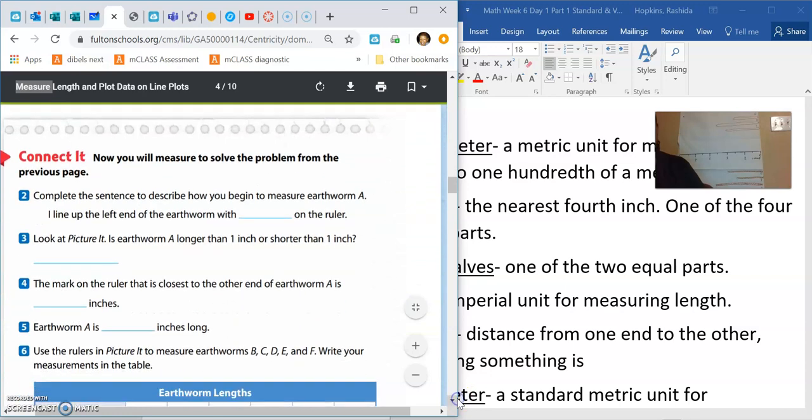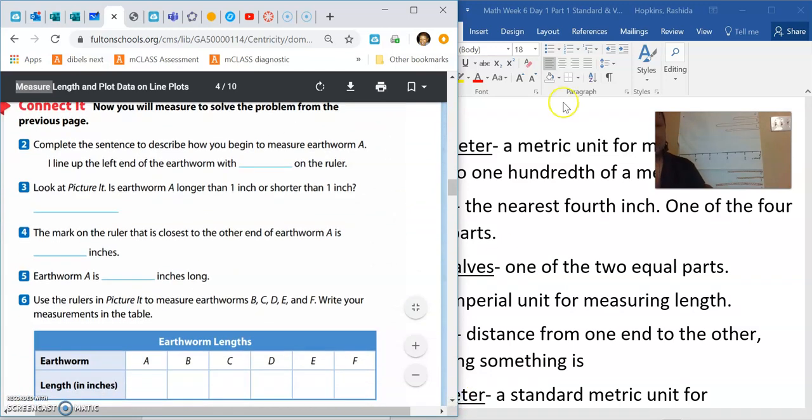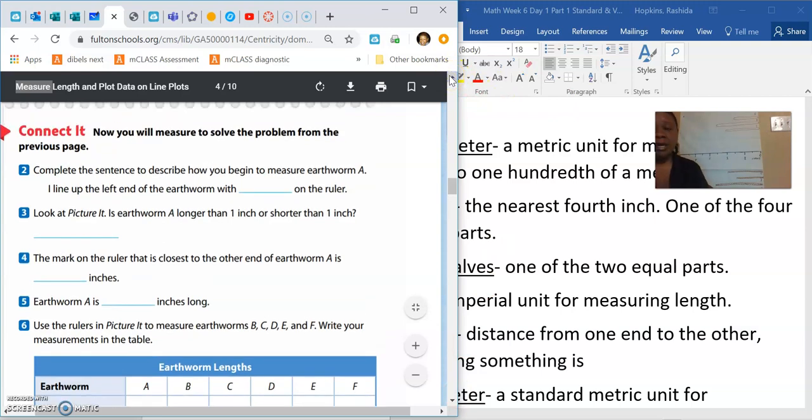I want you to connect it, and then we're going to plug in this little chart down below here. Number 2, let's read the directions. It says, now you will measure to solve the problems from the previous page. So all of that information that we pretty much read and observed, complete the sentence to describe how you begin to measure earthworm A. I line up the left end of the earthworm with 0 on the ruler.